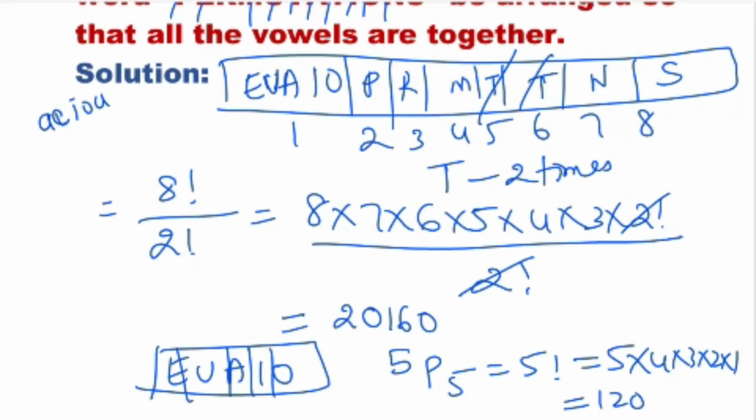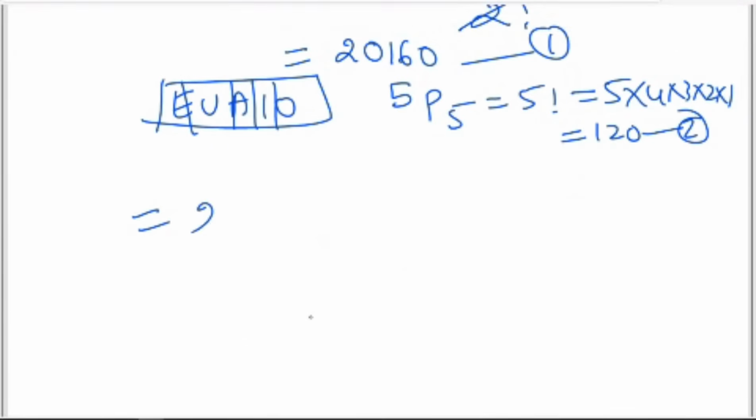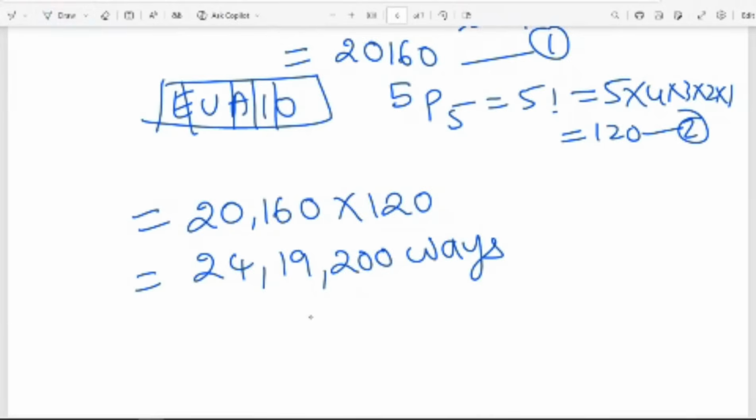To get the final answer, we need to multiply the first answer and the second answer, that is 20,160 into 120. If you multiply, you get 24 lakh 19,200 ways. So many ways we can arrange the letters of PERMUTATION by taking all the vowels together.